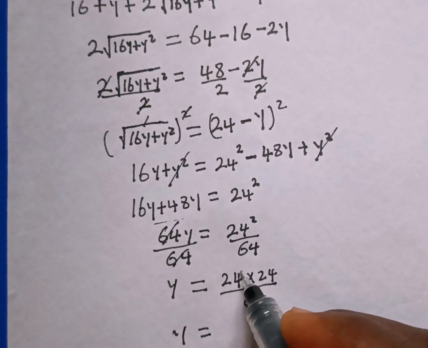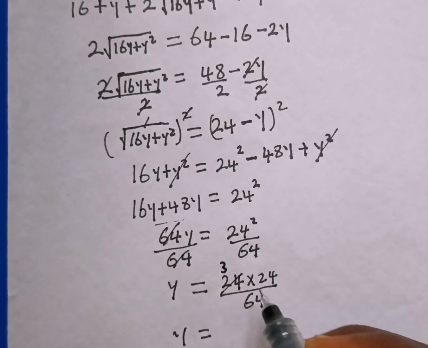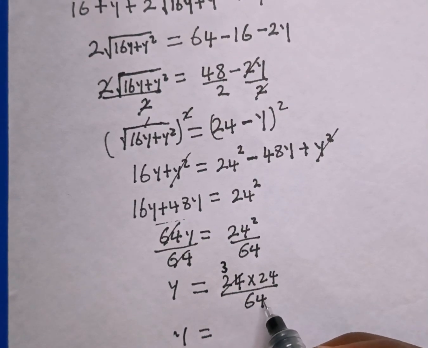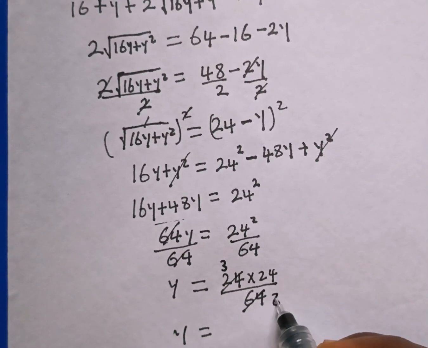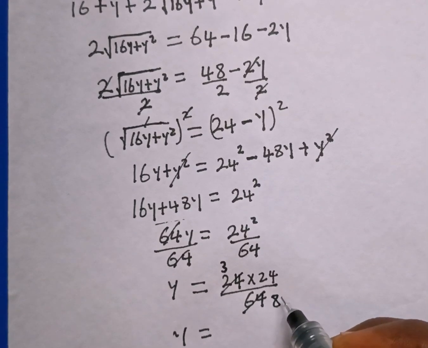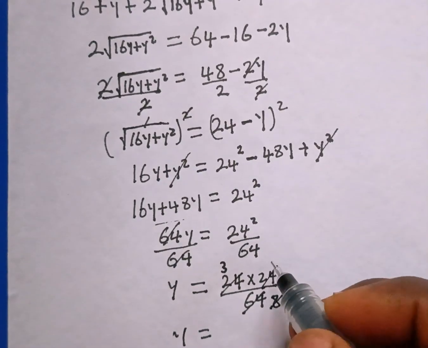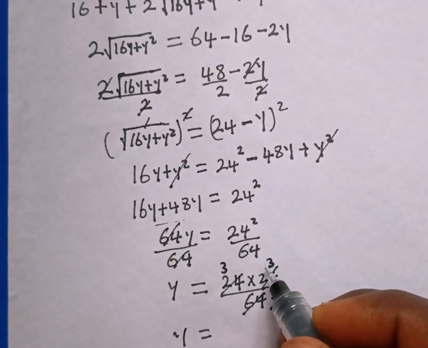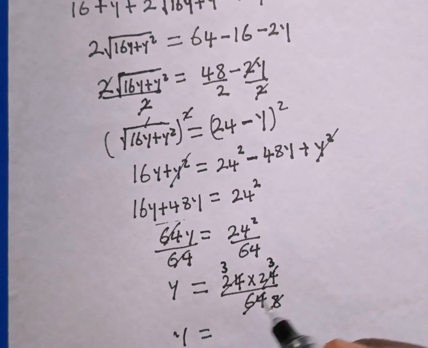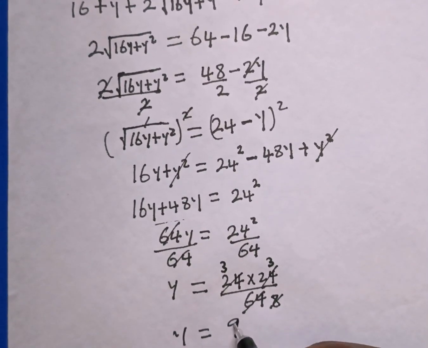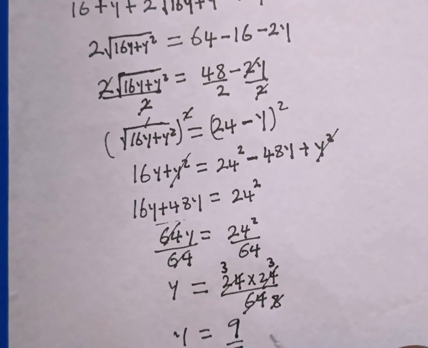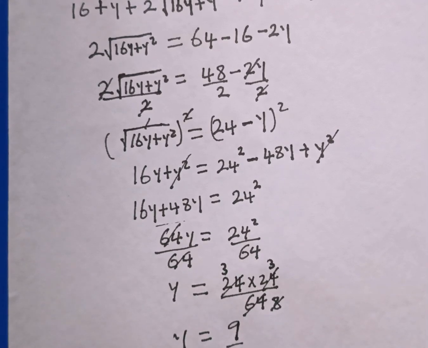Now we are going to get the value of y. 8 can go into 24 3 times, then 8 can also go into 64 8 times. Then this 8 again can go into this 24 3 times. So we are left with just 3 multiplied by 3, and 3 multiplied by 3 is going to give us 9. So therefore, the value of y is 9.